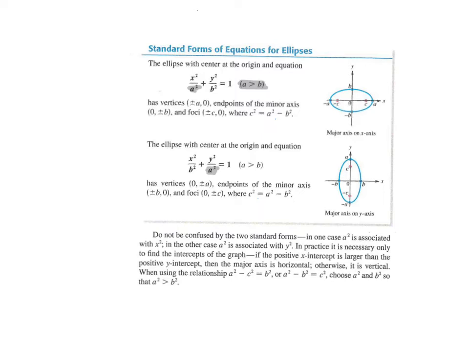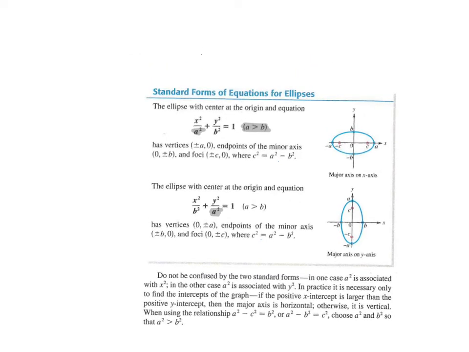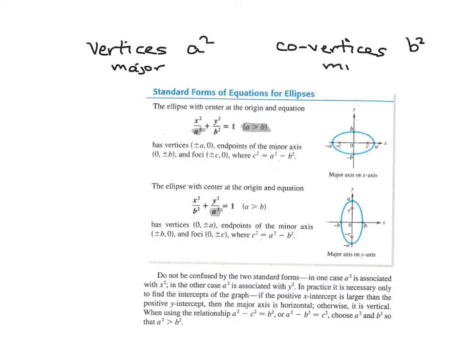Again, the vertices and the co-vertices are going to come from the equation. The vertices will come from the a squared. Remember, these are at the ends of our major axis. The co-vertices are going to come from the b squared, and these are going to be the endpoints of our minor axis.